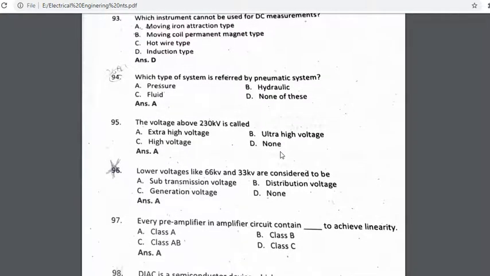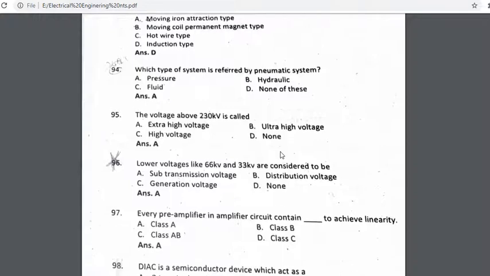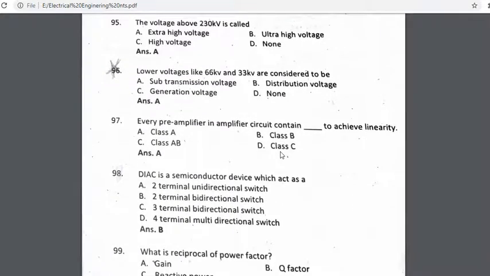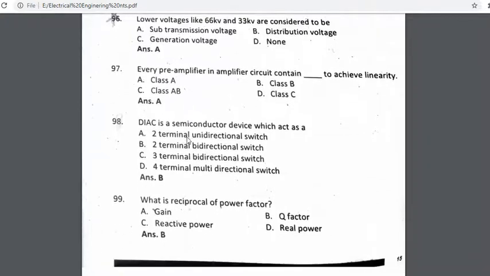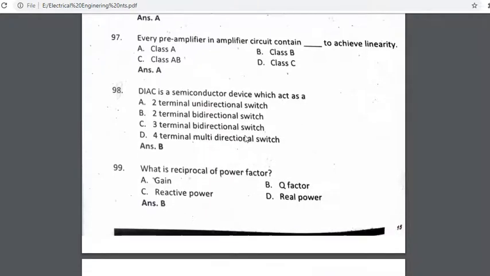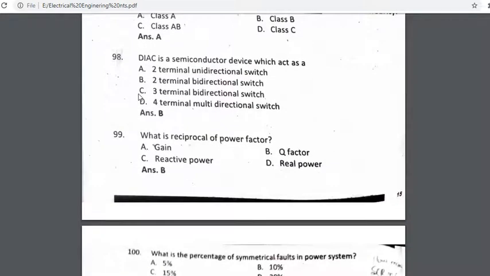The voltage above 230 kilovolts is extra high voltage. Lowest voltages like 66 kilovolts and 33 kilovolts are sub transmission voltages. So every preamplifier in amplifier circuit contains a class A to achieve linearity. It is a very important question. Diac, we have diac. It is a two terminal bidirectional switch. When you see the construction of diac, you will see how it is a two terminal bidirectional switch.